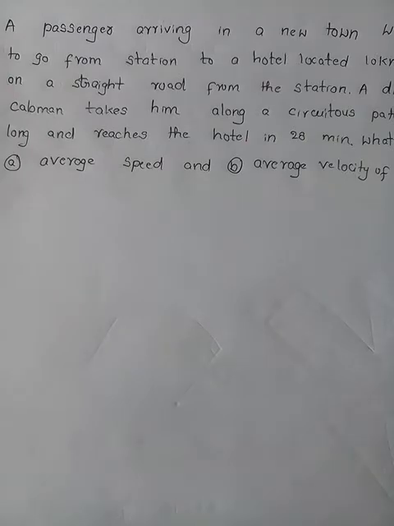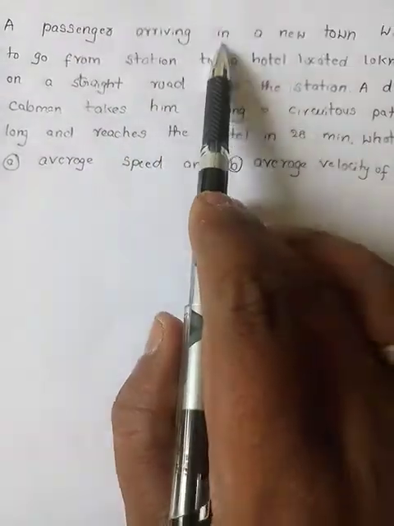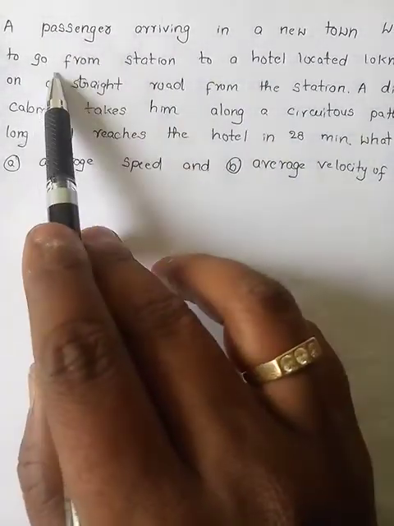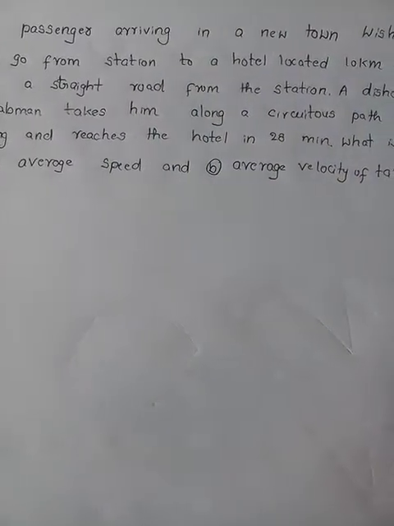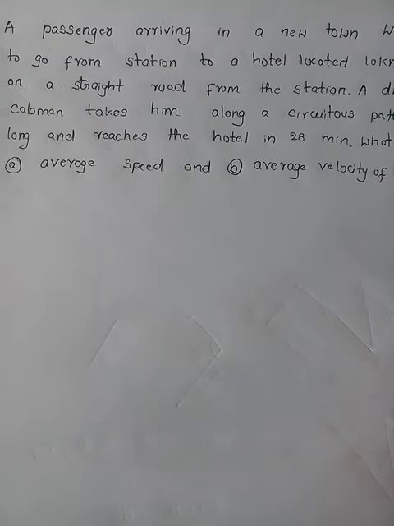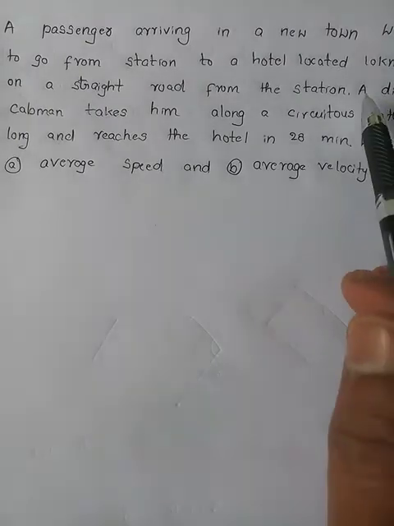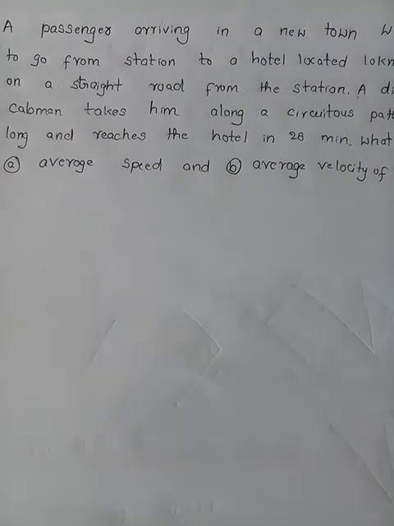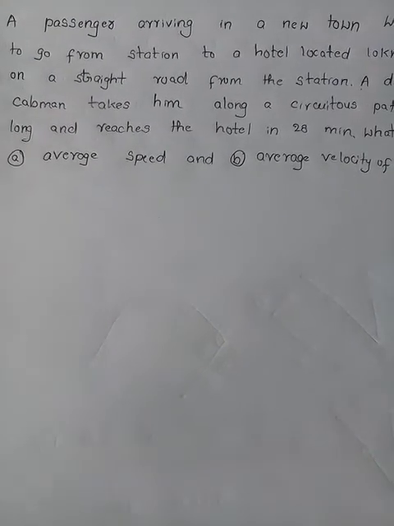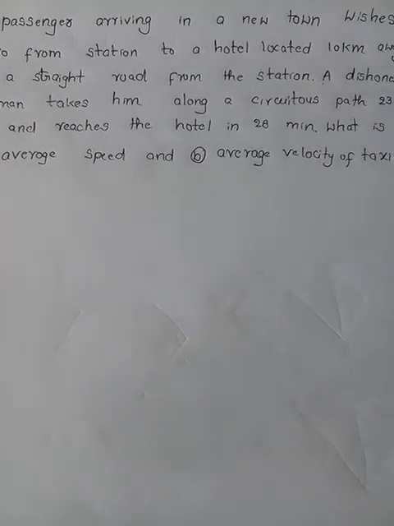We have experienced it. A passenger arriving in a new town wishes to go from the station to a hotel located 10 kilometers away on a straight road. From the station, a dishonest cabman takes him along a circuitous path, 23 kilometers long, and reaches the hotel in 28 minutes. What is the average speed and average velocity of the taxi?